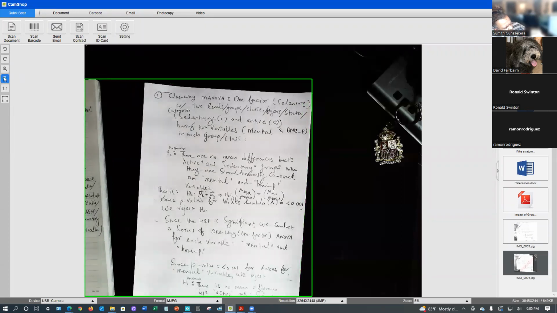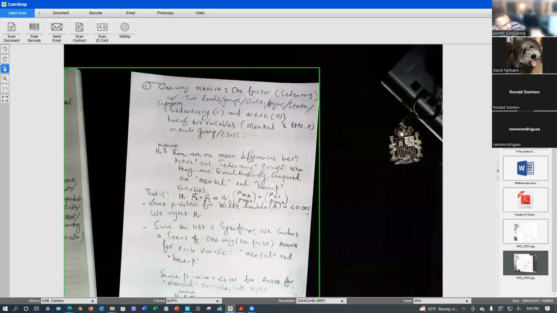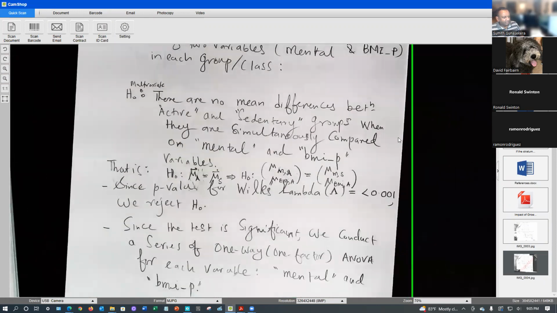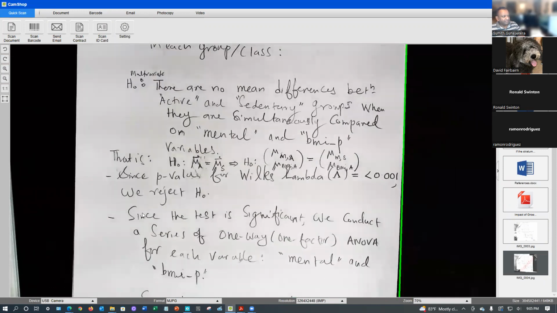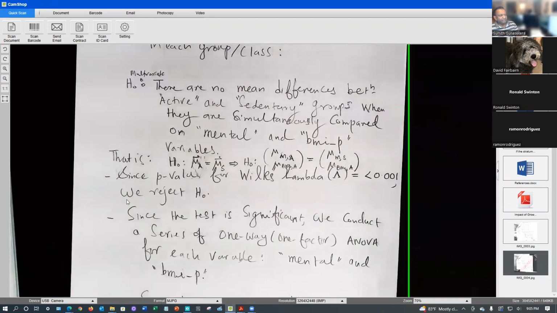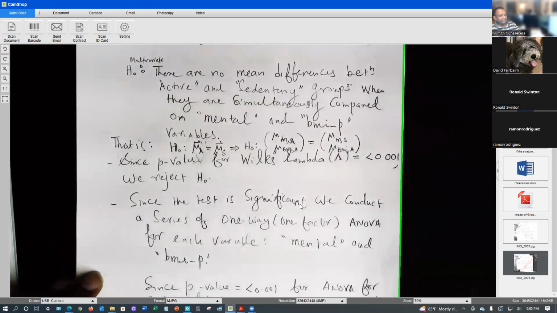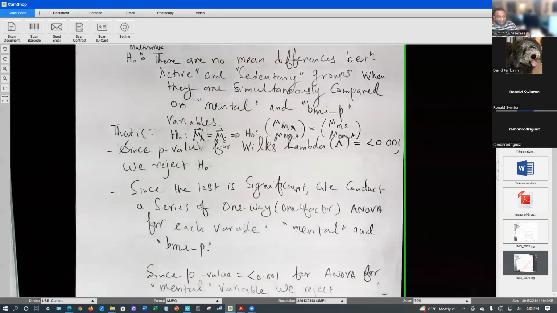So, since the p-value for Wilks lambda is less than 0.005, we reject H naught. That means our test is significant. When a test is significant, what are you supposed to do? You have to do several things. That's called post hoc. Post hoc means right after that test, the post hoc procedures. What are the post hoc procedures?